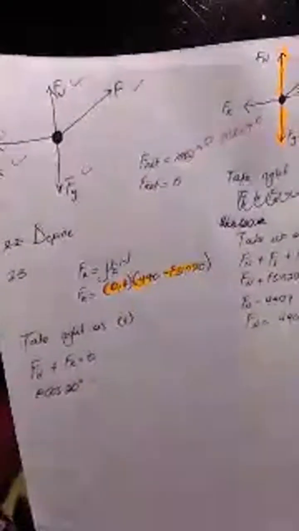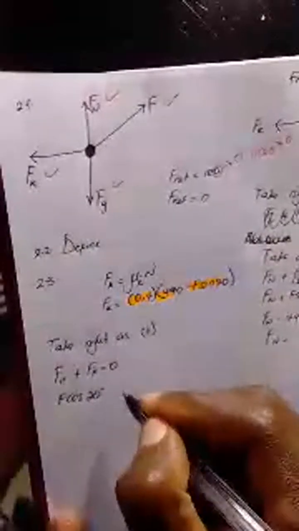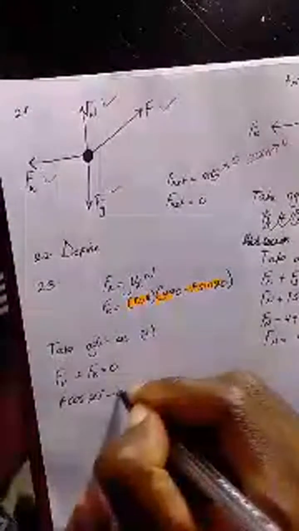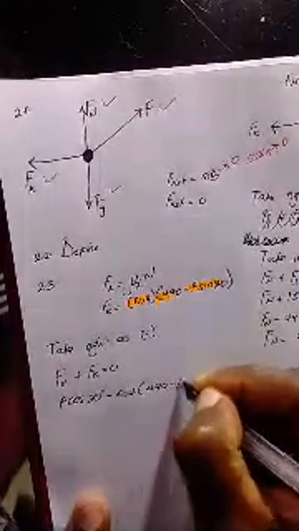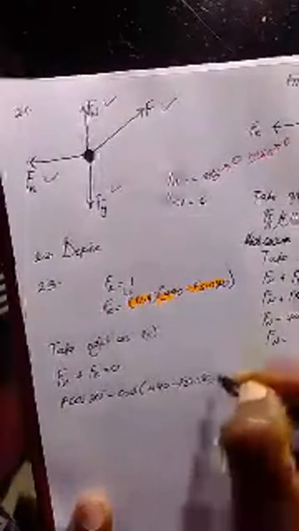And now our Fk is this one. We calculated Fk. Now you put minus because we took right as positive and Fk is going left. So you're going to say 0.4 into (490 minus F sine 20) equals 0. And then you are done. You're just going to use your maths, transpose, add the like terms, and that's it.